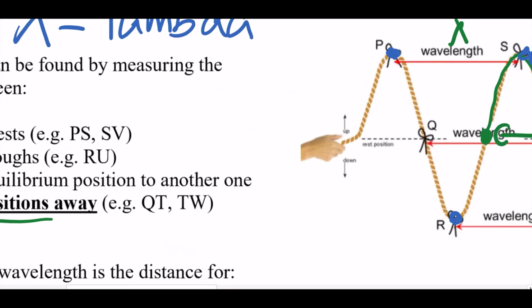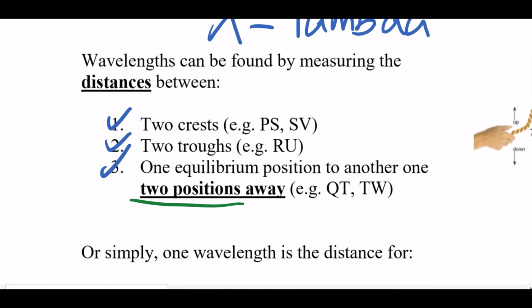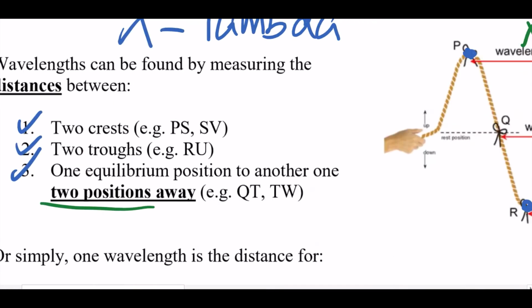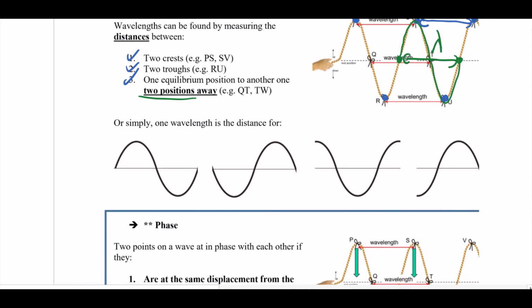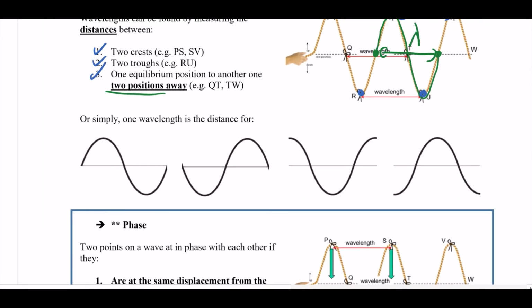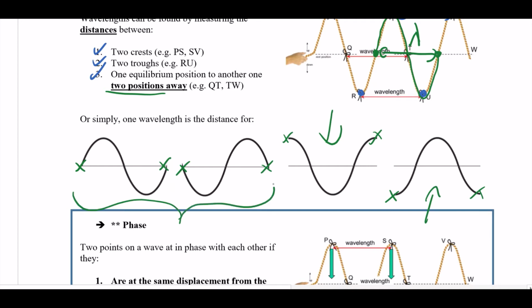Okay, moving forward, so we have three different ways to measure the wavelength of a wave. Okay, so we're looking at the distances. Simply, one wavelength can be a distance for these four different ways, right? So from here to here, from here to here, from here to here, and from here to here. So this guy here is crest to crest, this is trough to trough. While these two are equilibrium to equilibrium, two positions away.